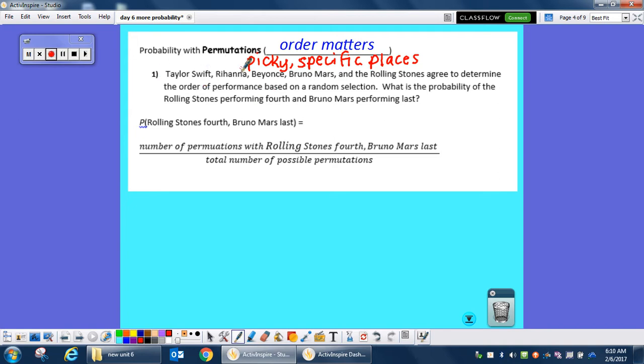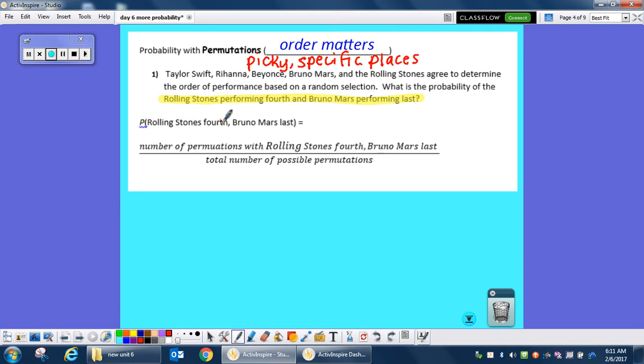So Taylor Swift, Rihanna, Beyonce, Bruno Mars, and the Rolling Stones agreed to determine the order of the performance based on random selection. What is the probability of, and this is the important part, the Rolling Stones performing fourth and Bruno Mars performing last? So here's technically how we would calculate this.